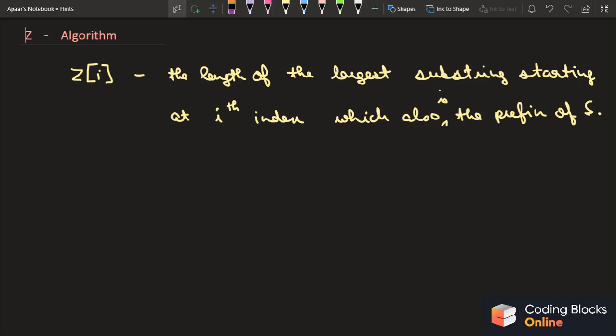Hello everyone. Now let us begin with the Z algorithm's main algorithm. Right. So right now we understood what is Zi. Now we actually calculated Zi in O of n square. Now we'll try to calculate Zi in O of n.